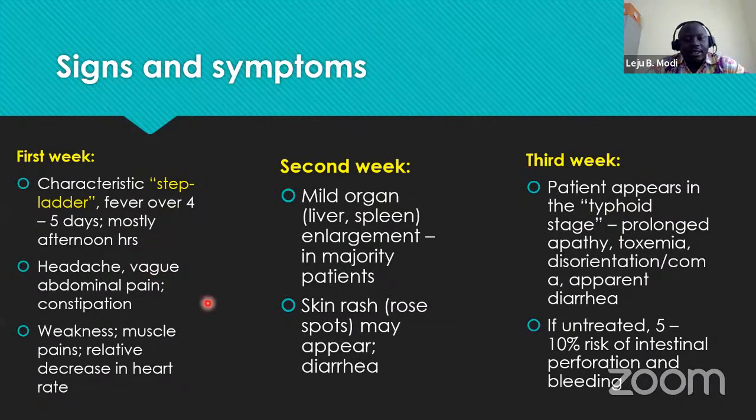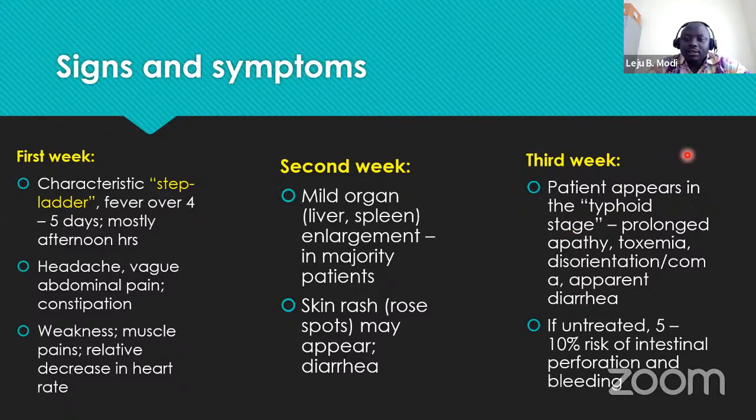If nothing is done, by the second week, mild organ enlargement begins to happen in the majority of the patients, mostly again the liver and the spleen. For others, skin rashes, which are described as rose spots, may appear, and then they might also get diarrhea within the second week of symptoms. These rose spots or skin rashes may depend on the color of the skin. They might be very easy to see if somebody is lighter skinned as opposed to somebody who is darker skinned.